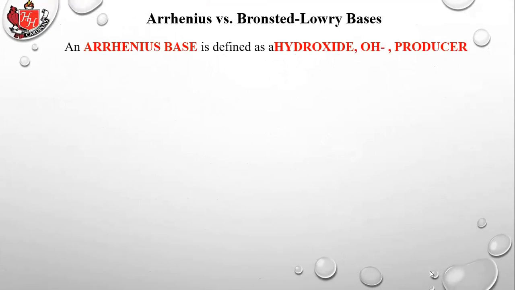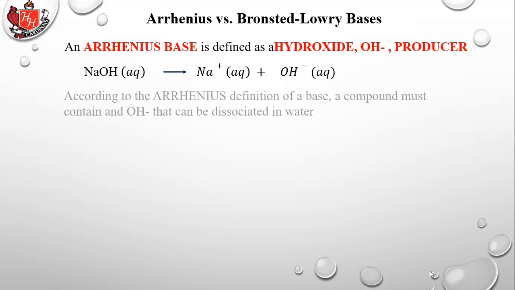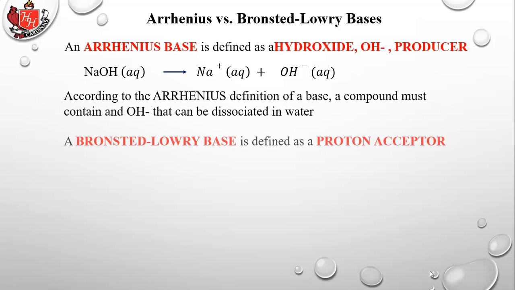Okay, an Arrhenius base is defined as a hydroxide (OH) producer. So there you have sodium hydroxide, and in water we know from our solubility rules that Na dissolves with anything. So you can look at your solubility rules sheet. It will break up with that OH to become a sodium ion and a hydroxide ion. According to the Arrhenius definition of a base, a compound must contain an OH that can be dissolved in water.